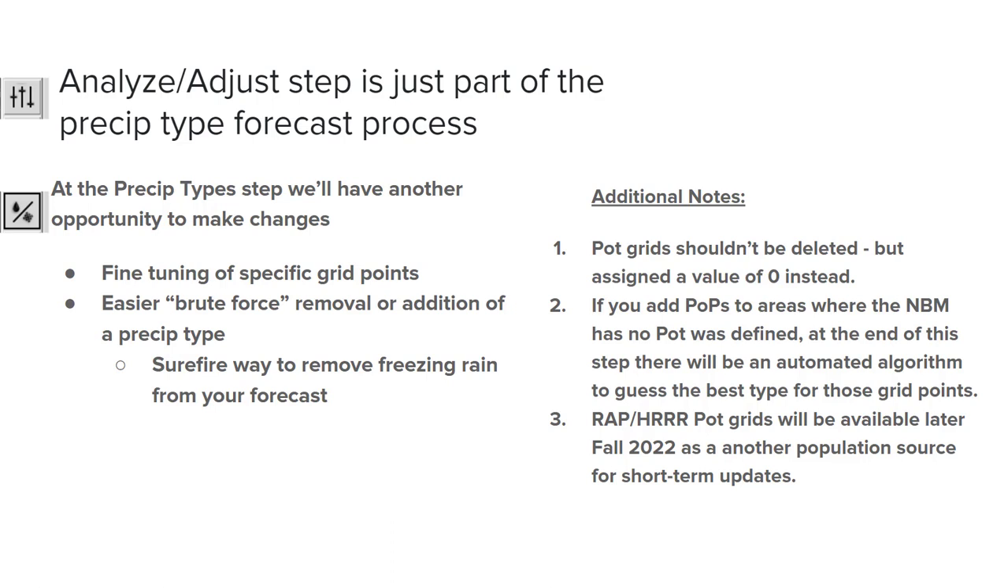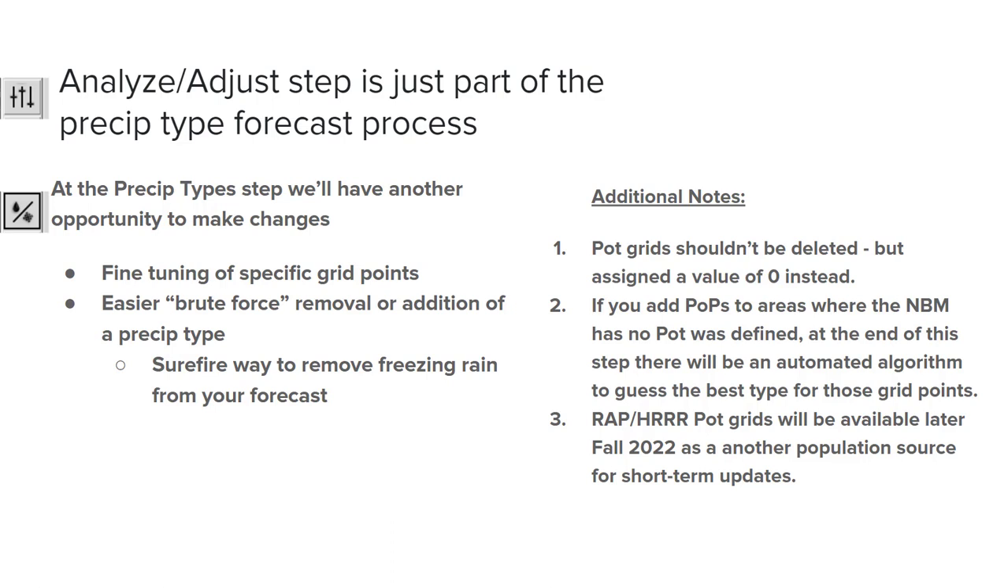At the precip type step, we will have another opportunity to make changes, and this is where we can do things like fine-tuning of specific grid points and easier brute force removal or additions of precip types. Since this comes up a lot, the surefire way to remove freezing rain from your forecast is to do this in the upcoming precip type step.